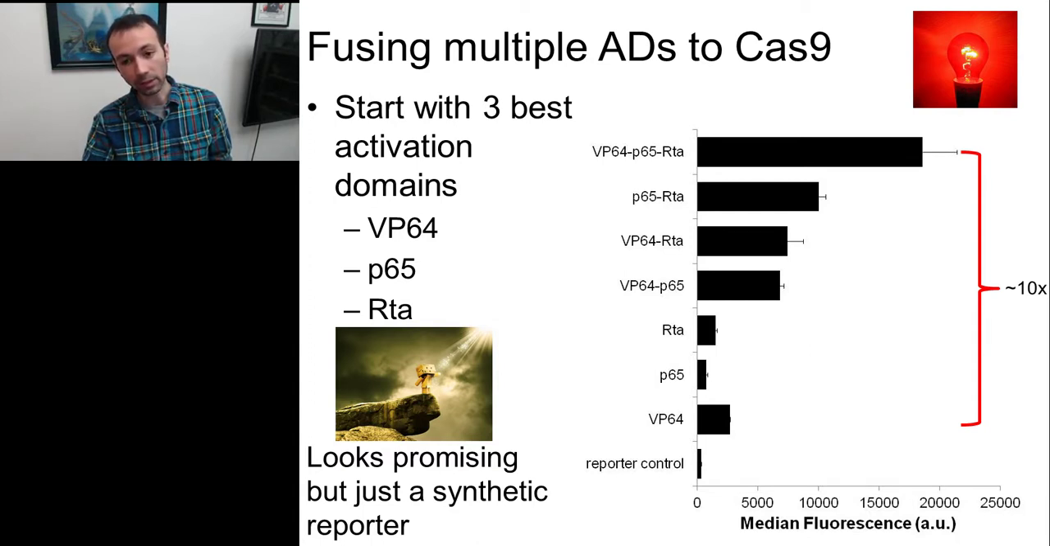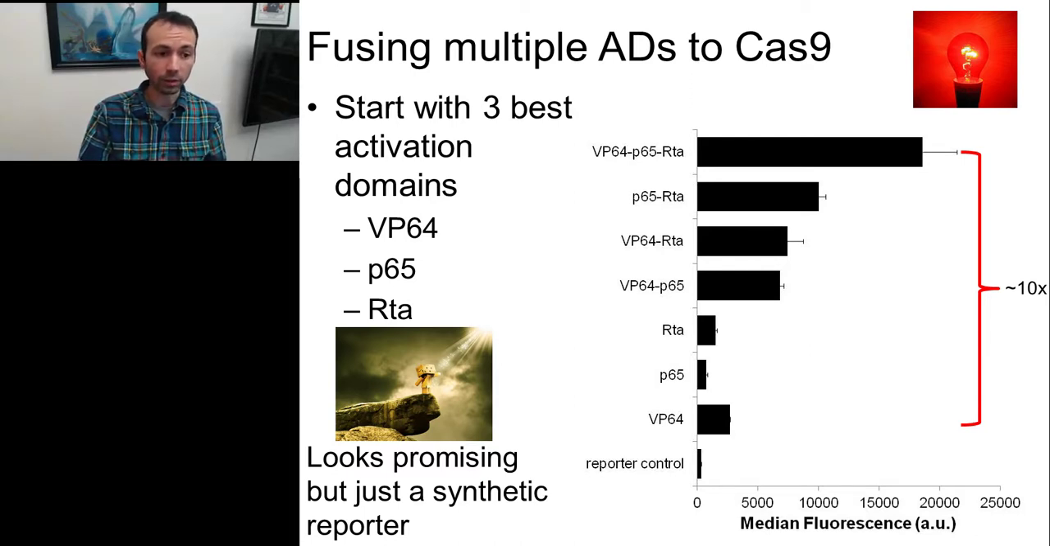This time on the x-axis, I'm going to quantify for you median fluorescence. And on the y-axis, I'm showing you some of the initial single fusions we tried. And so you see that they do activate the reporter a little bit. But when we fuse them in combination or as a full triple, we saw a much improved activation. There's about a 10-fold difference between VP64 alone versus VP64 and the 2 other elements fused to it. And so this was really promising, but this is just a synthetic target reporter gene.